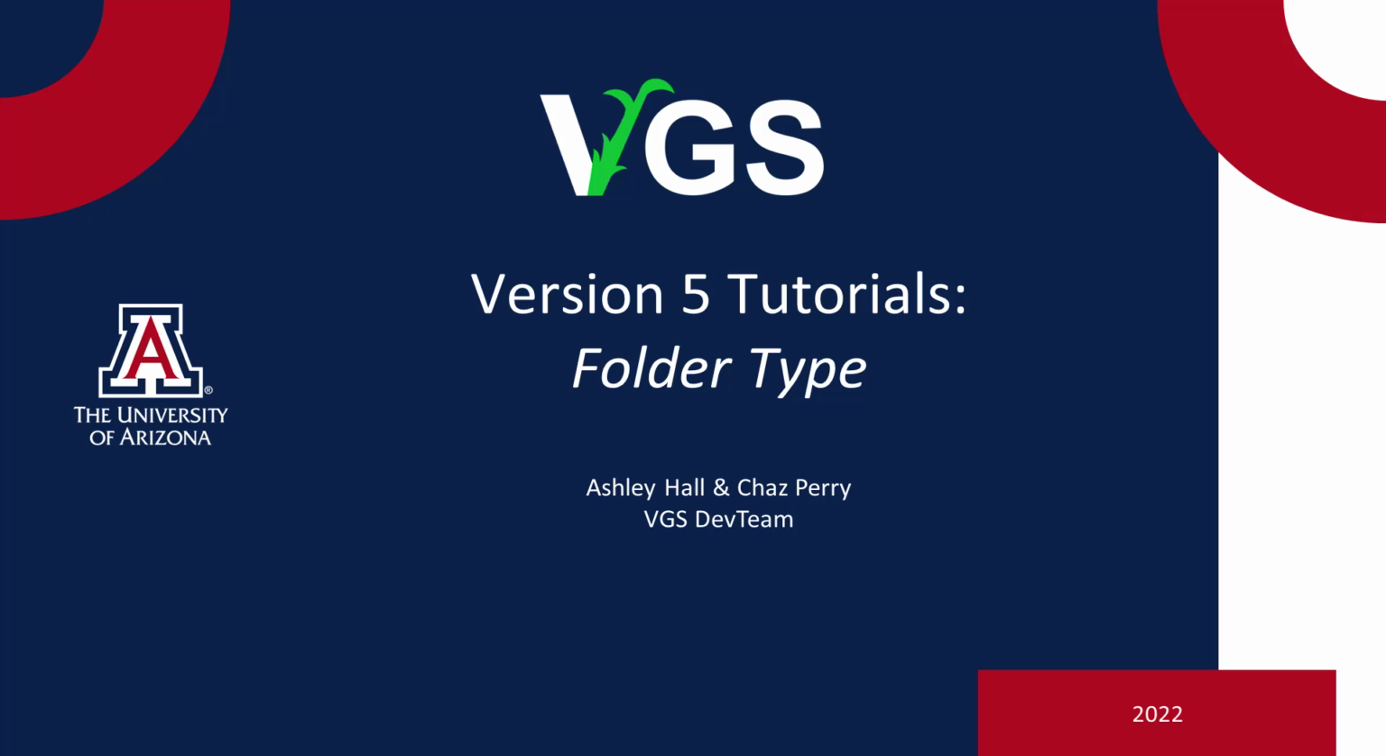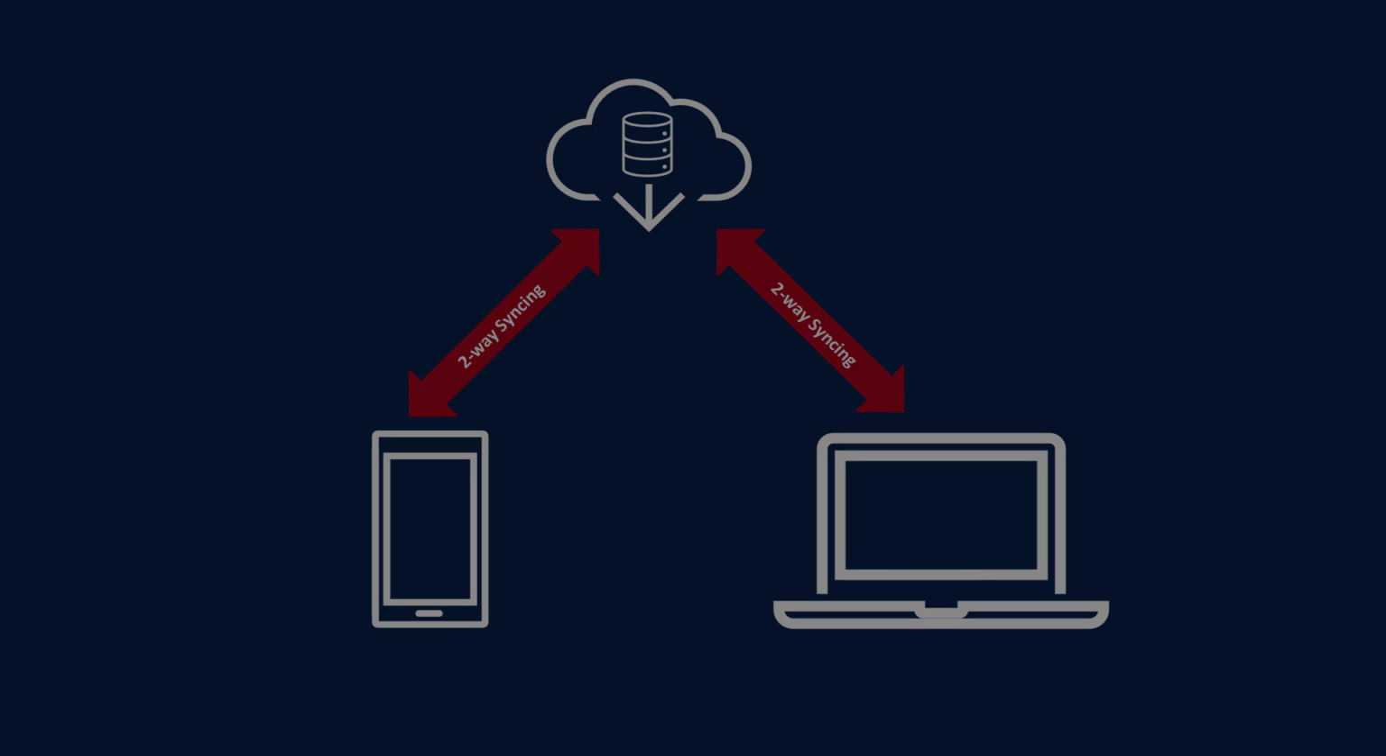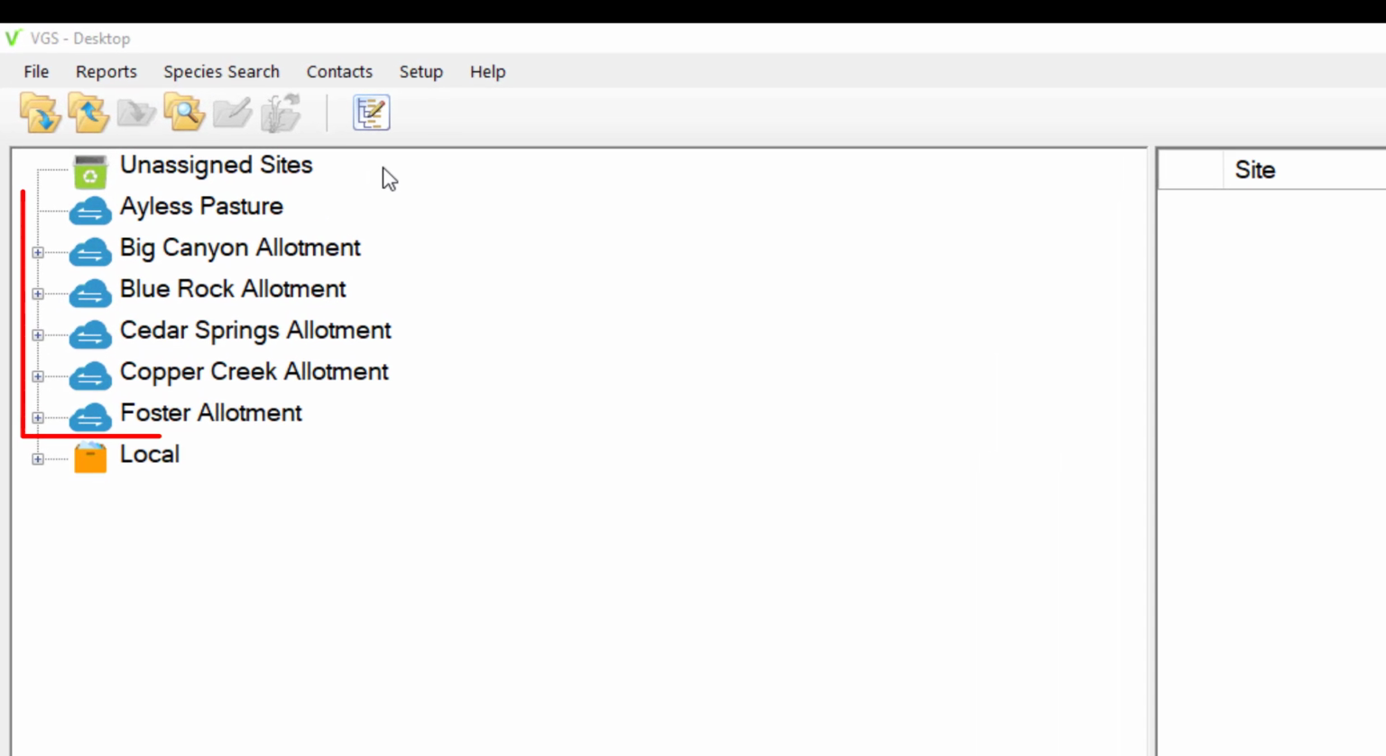This tutorial provides a summary of the three different folder types: unassigned, syncable, and local. There are two types of working folders now available in VGS 5. Information collected in syncable folders ensures two-way updating to the server and other devices. Syncable folders are displayed as blue folders on your device.